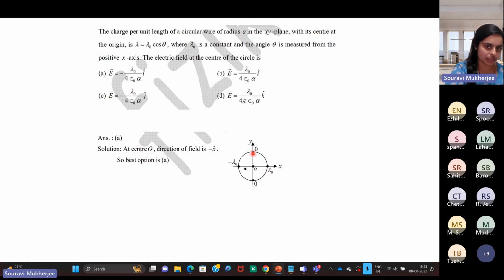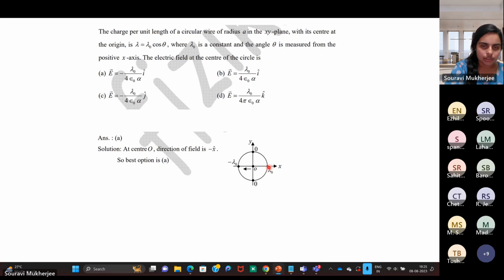That means lambda is 0 here. Again, here theta is 90, so lambda is 0. And then as you go to this side, it's 180. So cos 180 is minus 1, right? So it's minus lambda. So it visually tells you how the charge per unit length is changing along the wire.